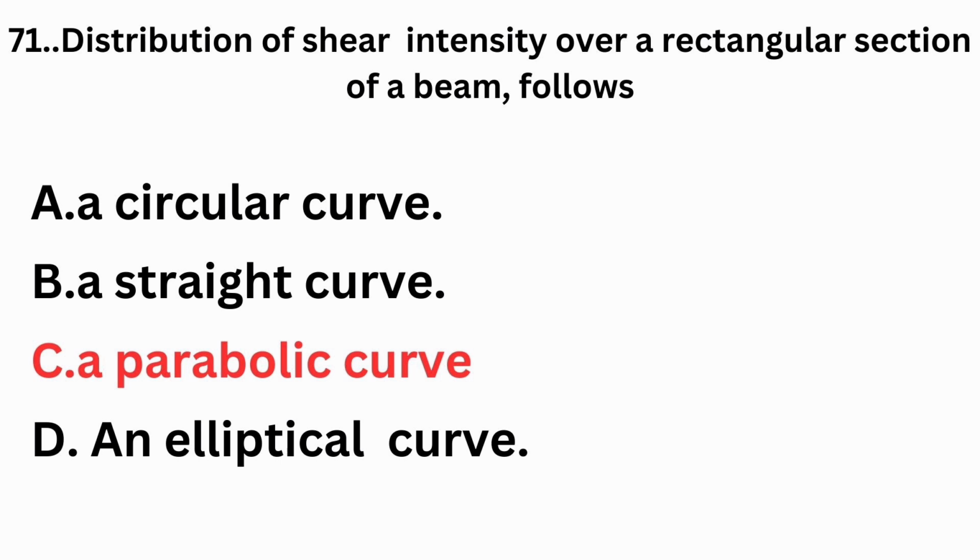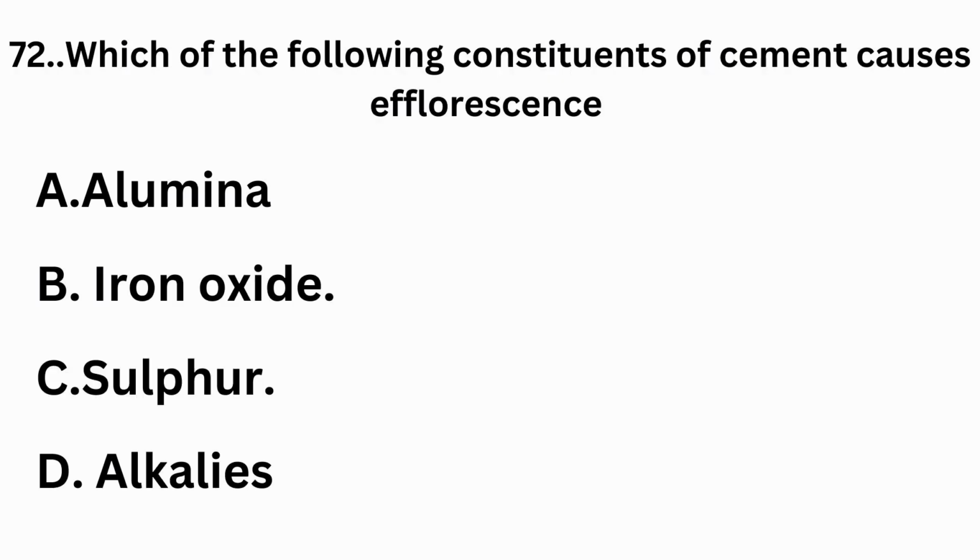A parabolic curve. 72. Which of the following constituents of cement causes efflorescence? A. Alumina, B. Iron oxide, C. Sulfur, and D. Alkalis. So, efflorescence is caused due to the presence of alkalis in excess amount. So, D, alkalis, is the correct answer.